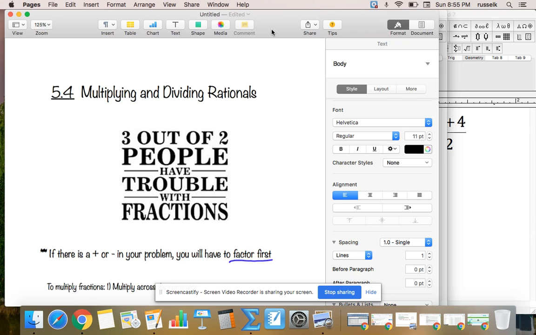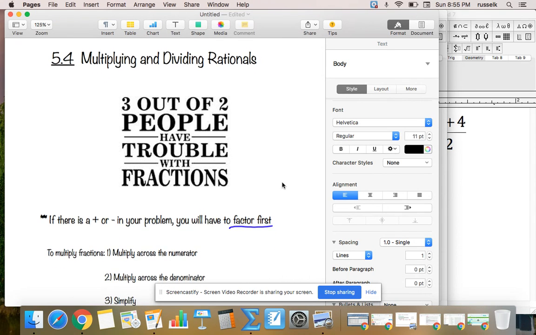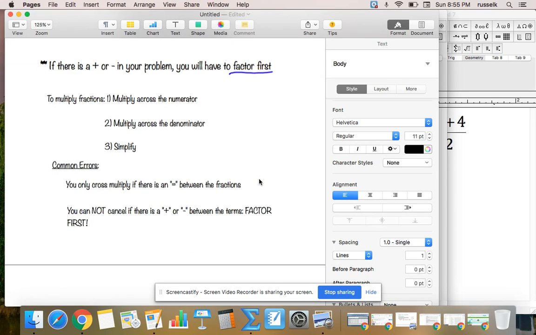All right, today we're continuing on with section 5.4, looking at multiplying and dividing rationals. In a previous section, we looked at simplifying these rational fractions, and we saw that if we did have a plus or minus in our problem, we need to factor first, and that will continue through this section as well. To multiply fractions, basically is just pushing the two fractions together. You multiply across the top, so you multiply the top times the top, and you multiply across the bottom, bottom times the bottom. And then we want to simplify.